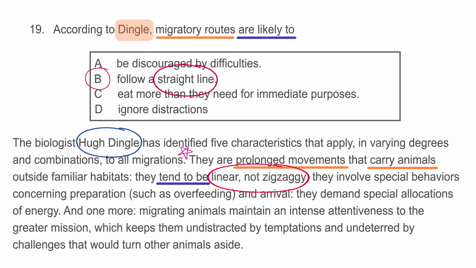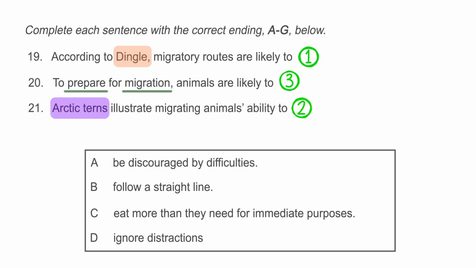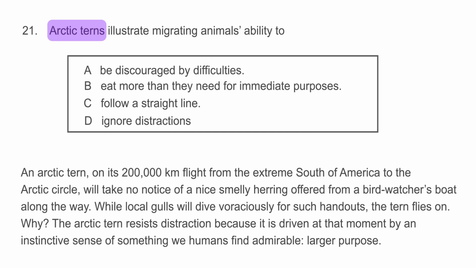Now, we move on to our next question, which is 21. Arctic terns illustrate migrating animals' ability to. So we have to find something that is related to animals' ability to do something. And we have to find Arctic terns. So I come across a paragraph that Arctic tern is used in the beginning of that paragraph.